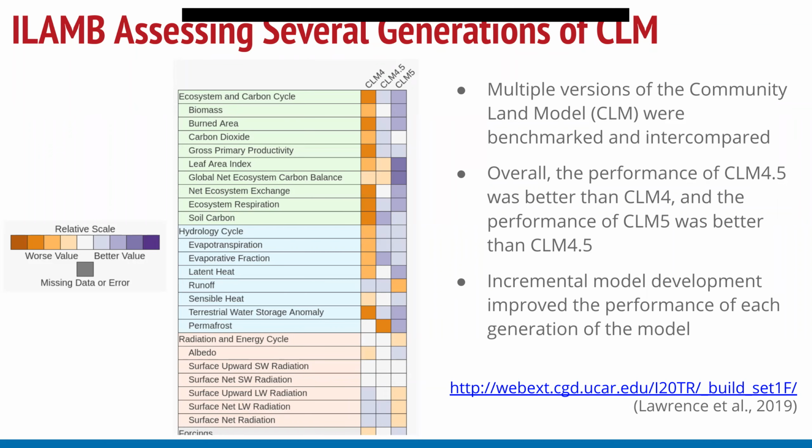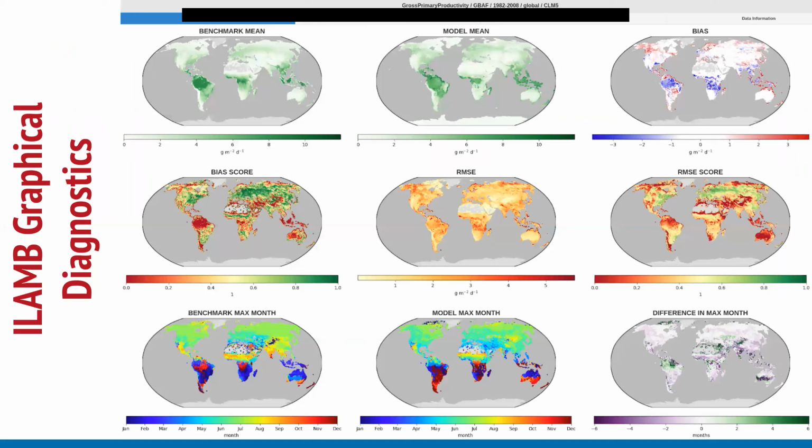ILAMB produces graphical diagnostics as a part of benchmarking. In the upper left-hand corner, we see the benchmark mean from the data for the gross primary productivity, this annual mean GPP from the GBAF data set. In the second column on the top row, we have the model mean. So from the CLM5 model, this is the same GPP over the same time period that we would compare with the benchmark at the left. And we can compute the difference, which is the bias, which is that third column, the top row.